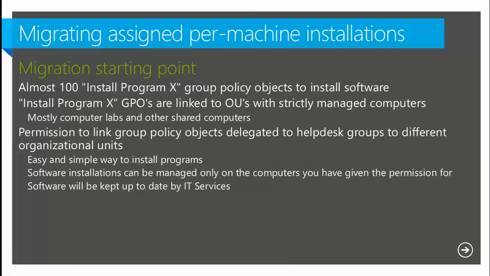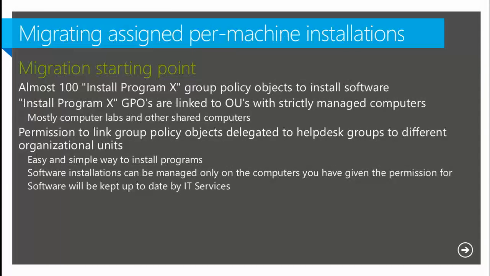The starting point for our migrations was that we had almost 100 install program something group policy objects, and those were linked to different organizational units throughout the Active Directory. And we also had the permissions given to the different help desk groups so that they could get the programs installed for the computers that they were responsible for. And we didn't want to change this too much.